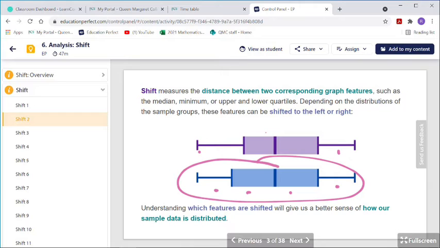So what we're going to do is learn about what each piece of that is and what that box and whisker plot represents. Okay?